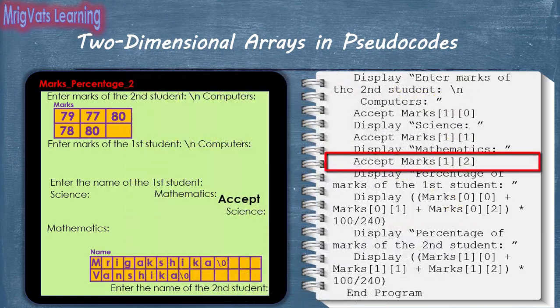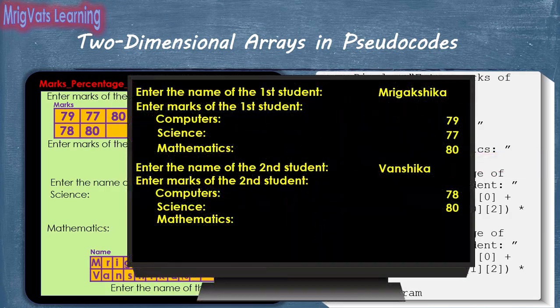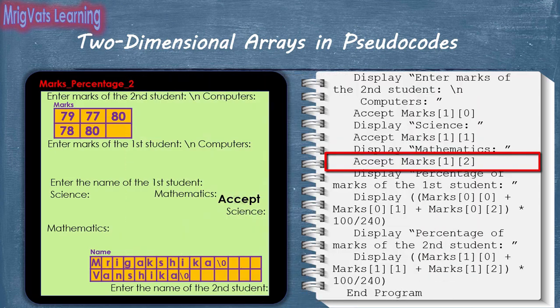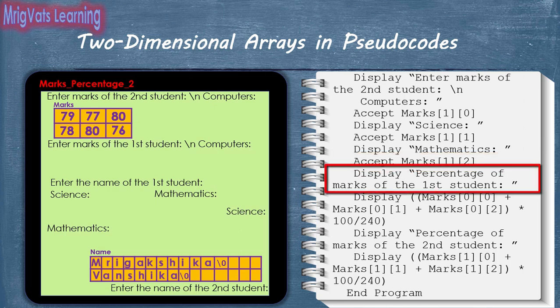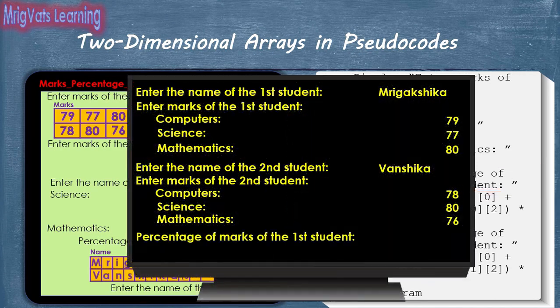When the accept statement is run, the program waits for the user to enter a value. As soon as the user enters a value such as 76, the accept statement takes it as an input and stores the value in the third element of the second row of the marks array. When the next display statement is run, the program writes the percentage of marks scored by the first student text in the memory allocated for the program. The display statement takes the text as an input and displays it on the virtual display board.